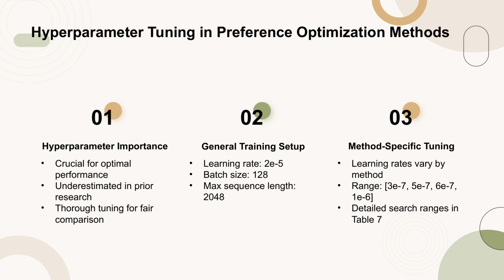Therefore, we individually search the learning rates in the range of 3 times 10 to the power of -7, 5 times 10 to the power of -7, 6 times 10 to the power of -7, 1 times 10 to the power of -6 for each method. Detailed information on method-specific hyperparameter search ranges for baselines can be found in Table 7. Table 8 shows the specific hyperparameters used for SimPO under each training setting.